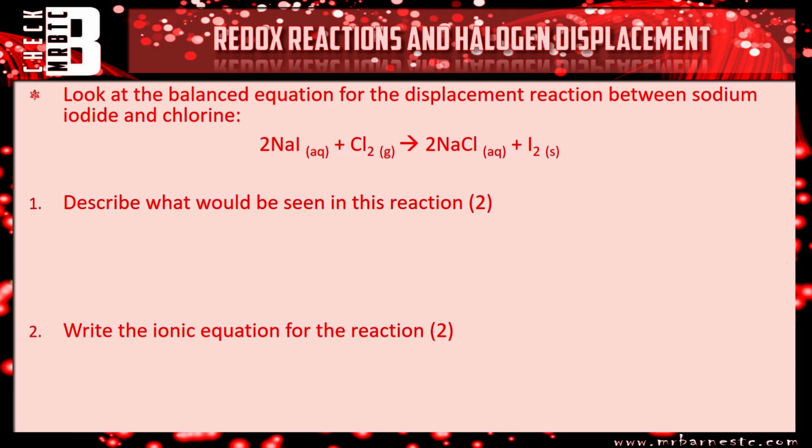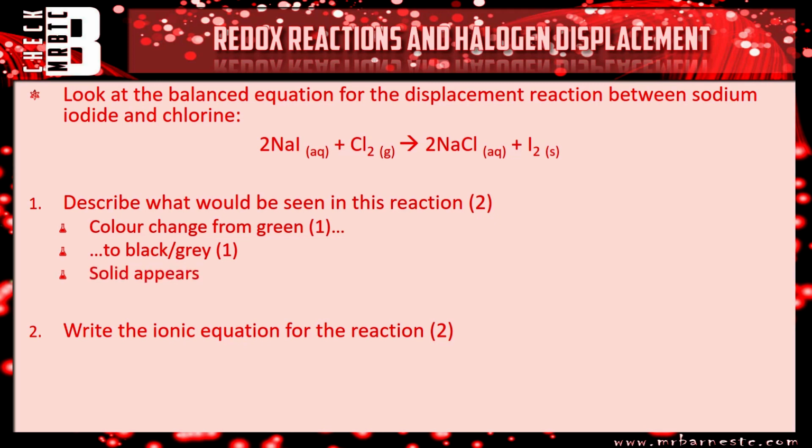So the first thing we're going to see is chlorine, which is a green gas. So we're going to see something go from green to iodine, which is a black or grey. So you get 1 mark for each of those colour changes. The only other thing you could have said is that you have a solid appearing. So there would be a solid formed, which you can see by having a look at the state symbols.